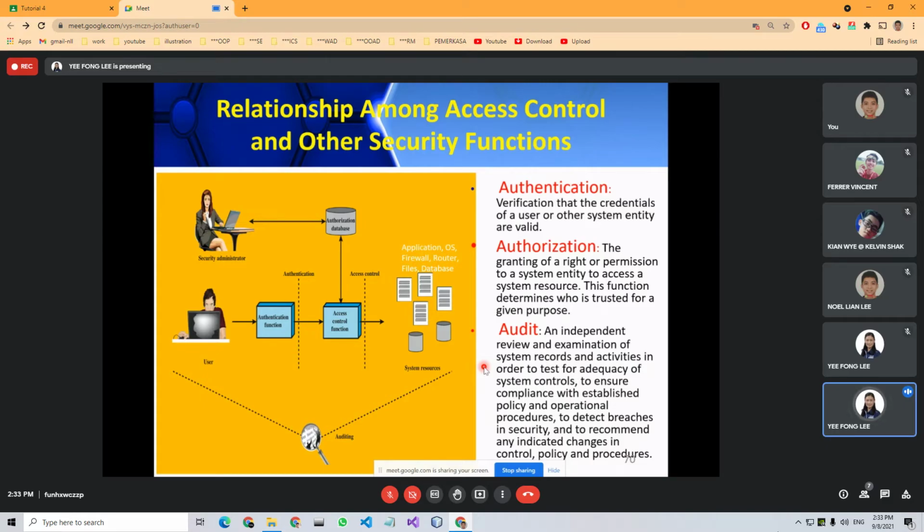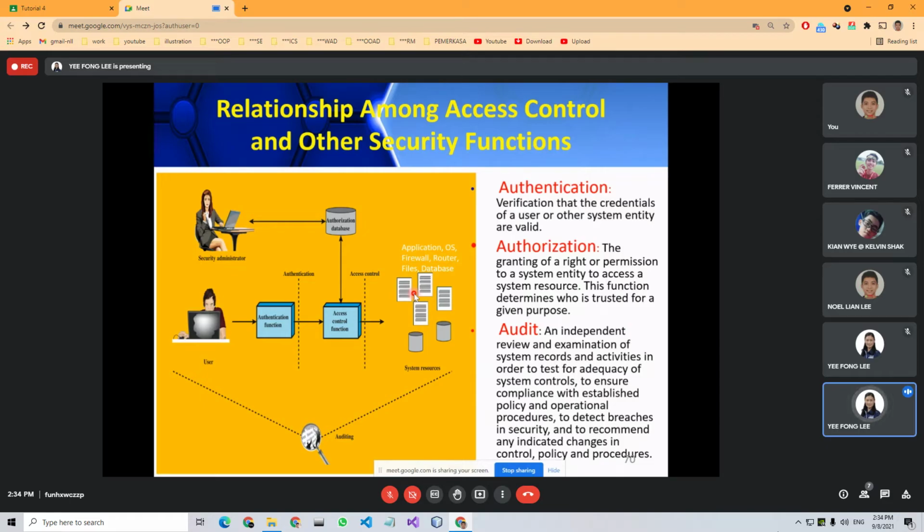So for the access control, you look at the diagram, this mechanism, access control could be the middle part, mediating between users and the system resources. System resources here are such as applications, operating system, firewall, files, or even database. So the authentication is used to determine whether the user is allowed to access the system resources.